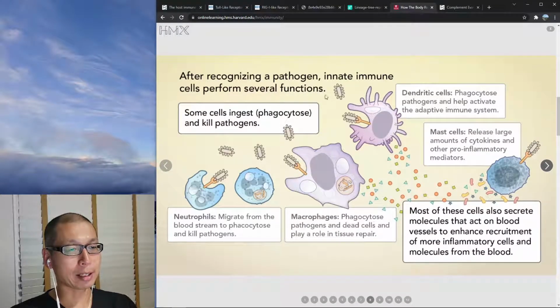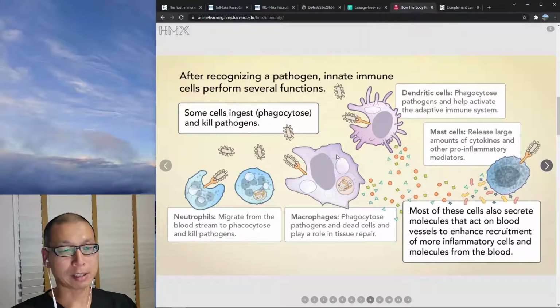So after recognizing a pathogen, the innate immune system does several things. First, they try to destroy it. So the neutrophils and the macrophages will try to eat it and destroy it. The neutrophils will degranulate, and then the dendritic cells will grab it, and the dendritic cell is kind of the pathway to the adaptive immune system, which we'll talk about a little bit later. But basically, they'll grab it and process it and give it to the adaptive immune system.